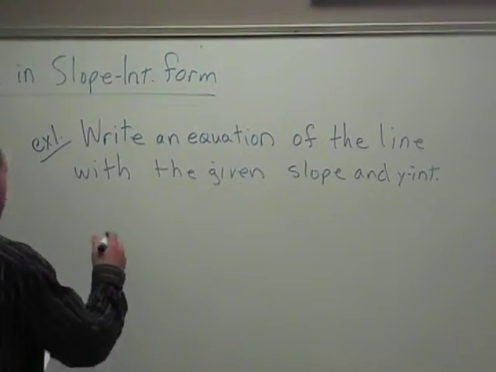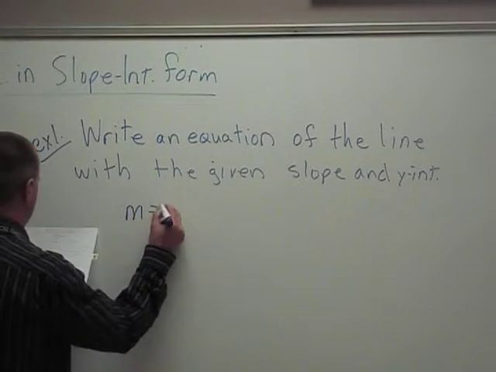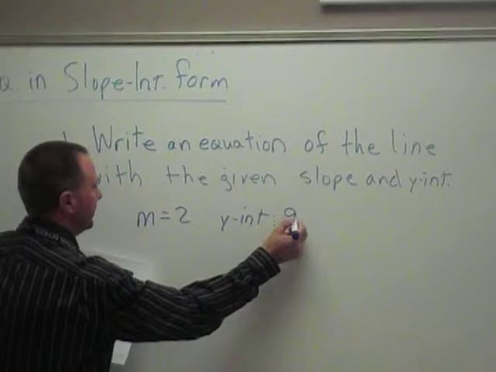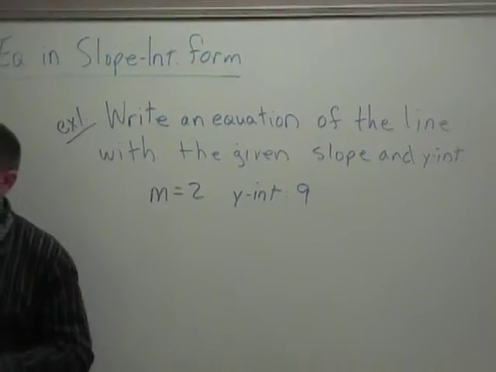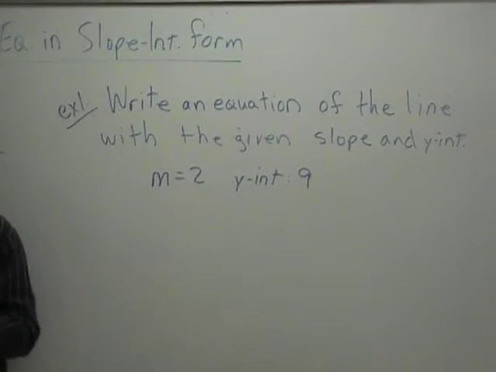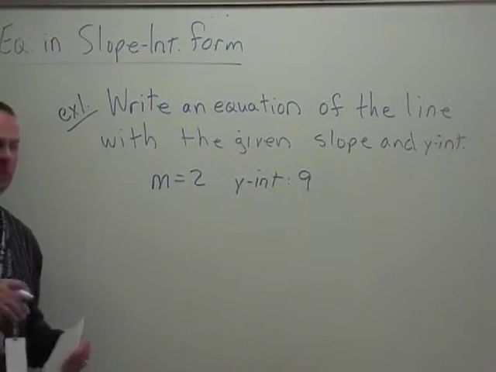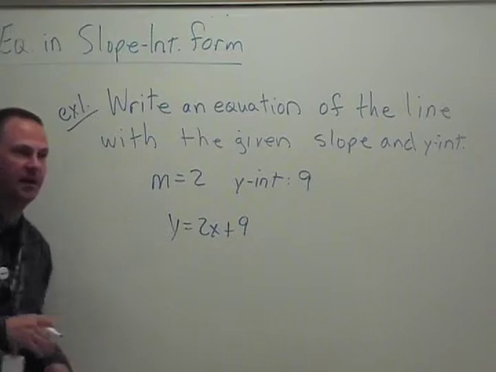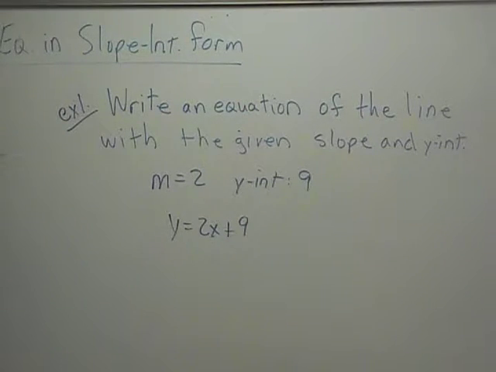Write an equation with the given slope and intercept. All right, so this part's the easy part. So here we go. Your slope is 2, and the y-intercept is 9. What is your equation? Reggie. Y equals 2x plus 9. That's right. Y equals 2x plus 9. Anybody have a problem with that? Really difficult, isn't it?